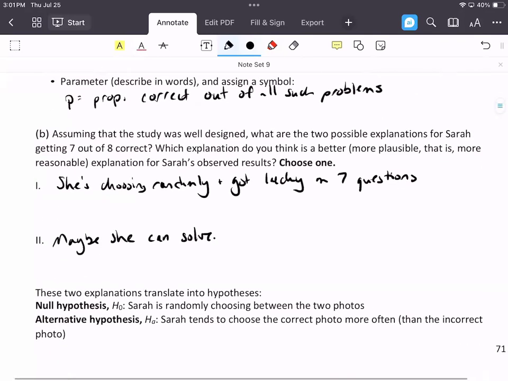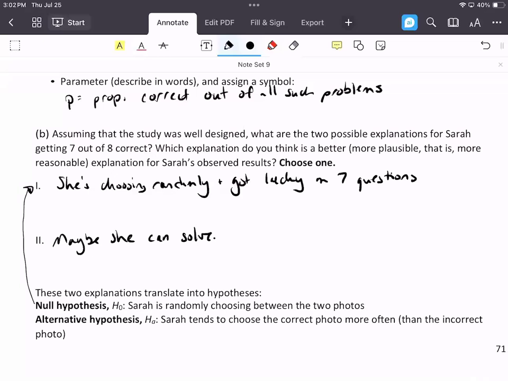Now, these two explanations translate into hypotheses. The null hypothesis, this is number one here, is called H naught. It's not H sub zero, it's H naught. Sarah is randomly choosing between the two photos. That's what she's doing. She's just randomly choosing and just got lucky on 7 of them.